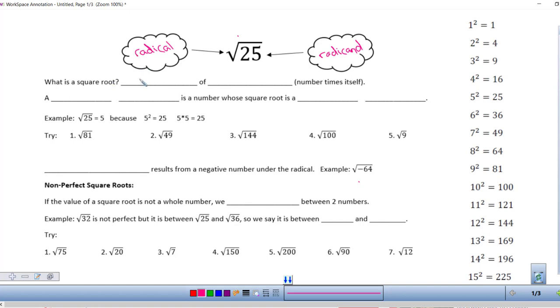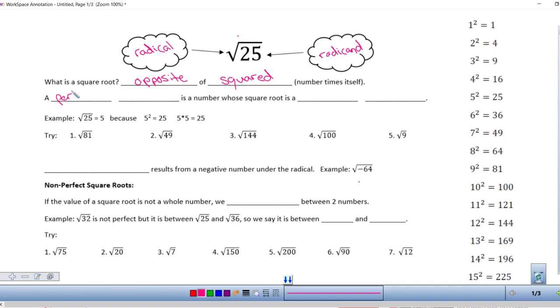What is a square root? Square root is opposite of squared. And remember, squared is a number times itself. So we would figure out what number times itself will give us this number. That's taking the square root.